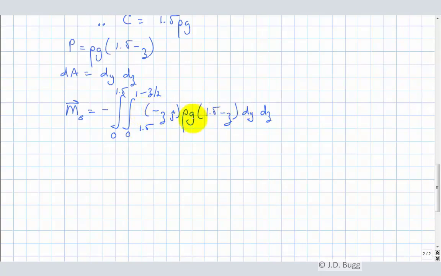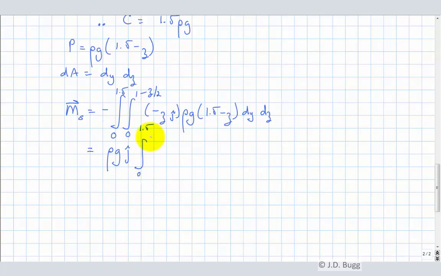So what we can do, in addition to taking the constants out front here, we can do this first integral with respect to y right away. Okay? So we have the moment. Notice I have a negative sign here and a negative sign here, so I'll let those annihilate each other. We have rho and g that are constant, and we have j that is constant. So that can all come outside of the integral sign.